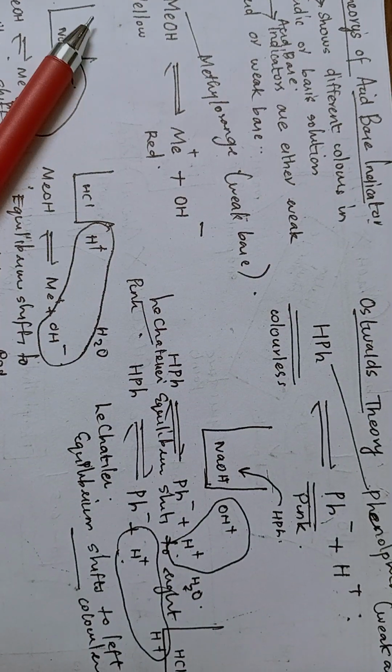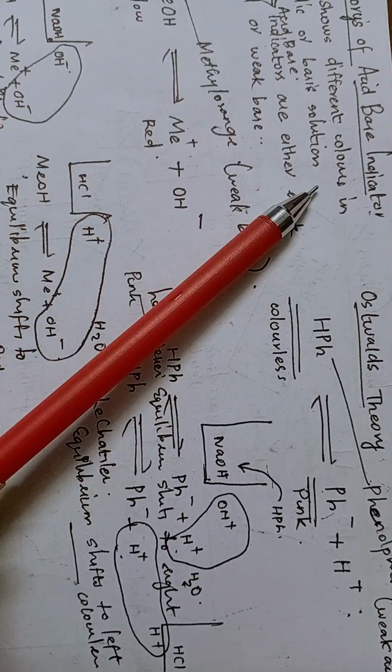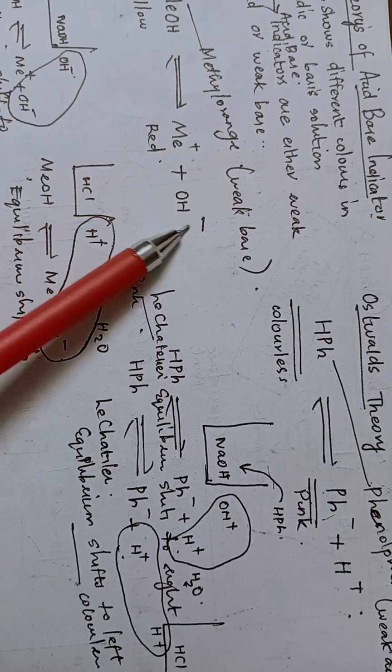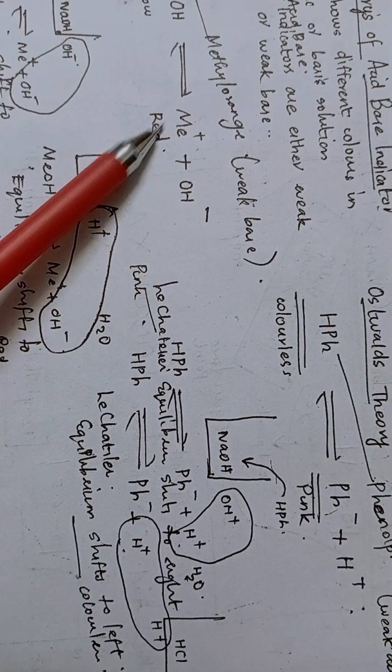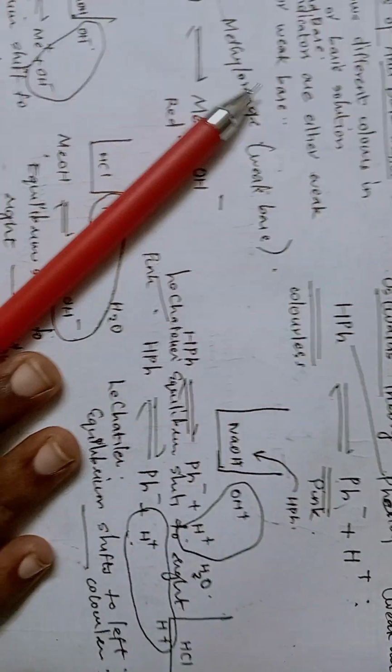So here MeOH, which is methyl orange, is yellow in color. At the end point, this gets dissociated to Me plus and OH minus. So this Me plus is red in color. So this marks the end point.